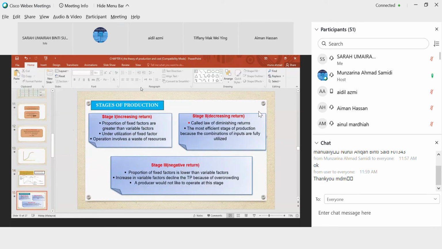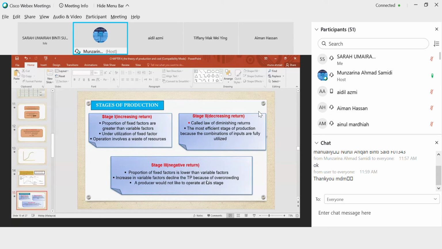Okay, stage 1 of production, or increasing return, is actually not exactly increasing return; it's got both increasing and decreasing return. Proportion of fixed factors is greater than variable factors. Stage 2, decreasing return, is the most efficient level of production where the combination of inputs is fully utilized. And stage 3, or negative return, is where marginal product is negative, smaller than zero.